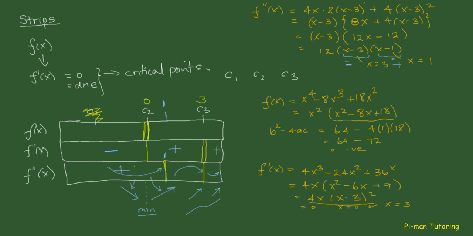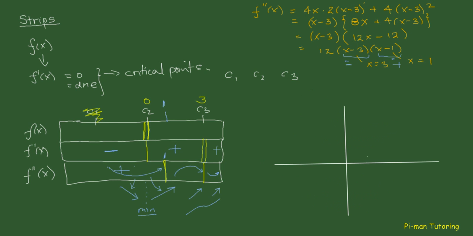So by filling out this strip, we now have all the information we need to plot this chart. So let's see what it looks like. Let's mark our critical points. We've got a 0, obviously. We've got 1, and we've got 3 over here. Now we know the function itself has a double 0 at 0. The slope is going from negative to positive, and we said it was a minimum. So we know we're coming down this way.